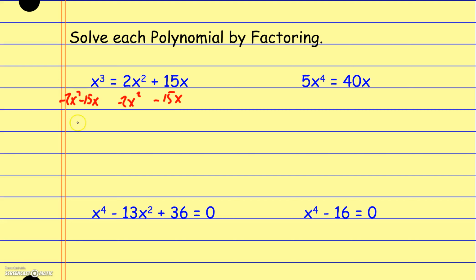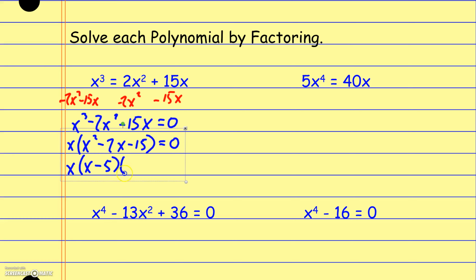And so what that's going to leave me with is an x cubed minus 2x squared minus 15x equals 0. And now from here I just have to factor this thing completely. I can factor out a greatest common factor of x, which leaves me with an x squared minus 2x minus 15. And now I have a quadratic left inside, so I'm going to build a bridge and factor. That factors into an x minus 5 and an x plus 3.